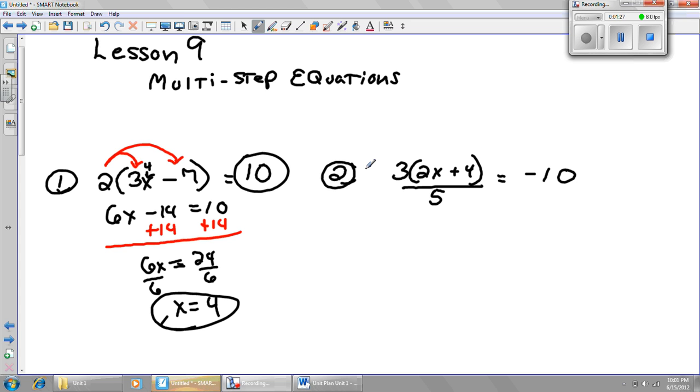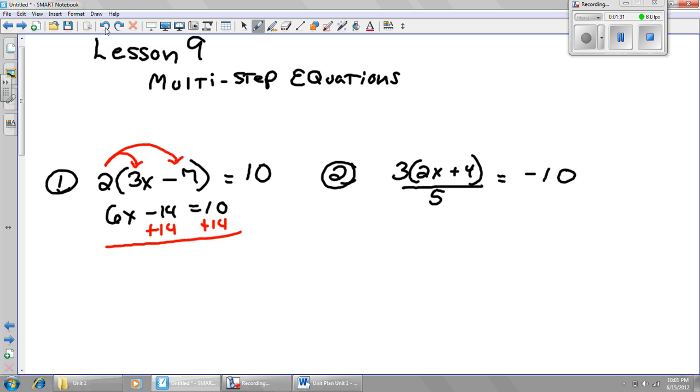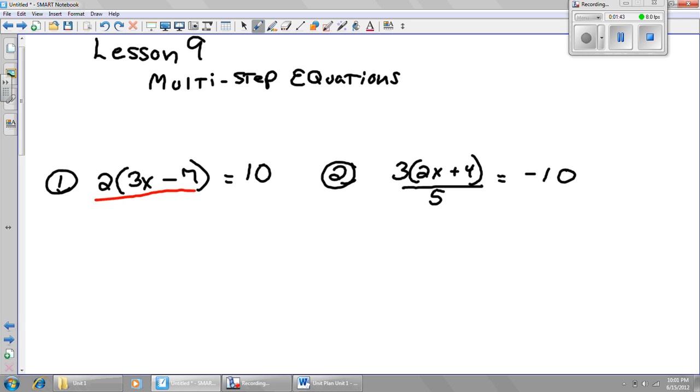Now, I promised to show you another way to do that one, so let me undo all that work and show you another way. Instead of distributing, I could, if I chose to, get rid of this 2. Well, how is this 2 attached to the quantity? By multiplication. So therefore, I could divide both sides by 2. And if I do that, the 2's cancel, I end up with 3x minus 7 equals 5, and there's a 2-step equation.